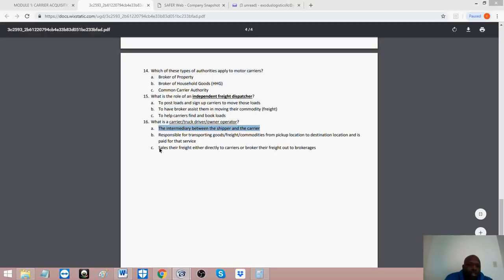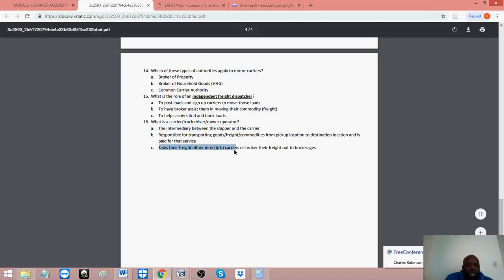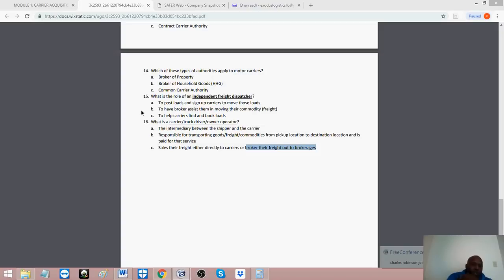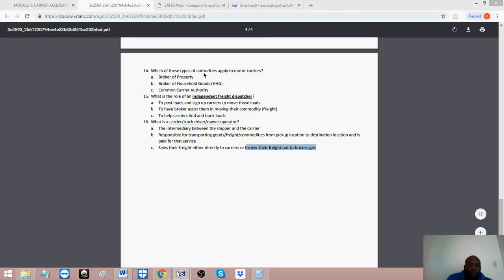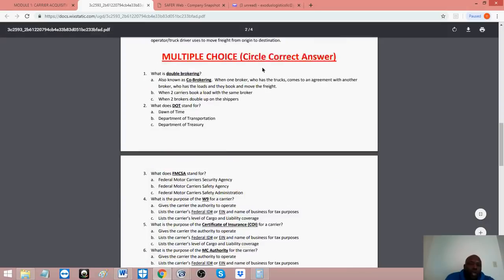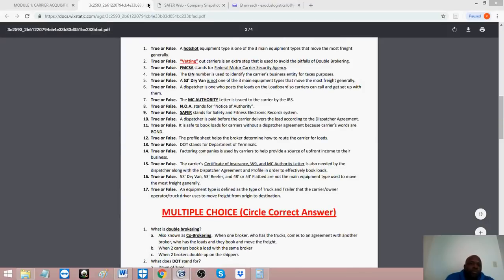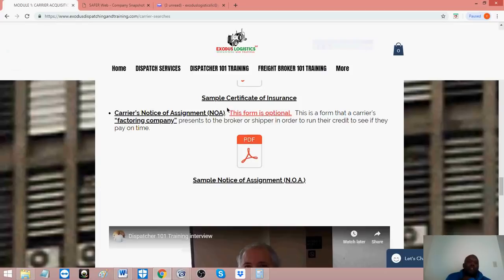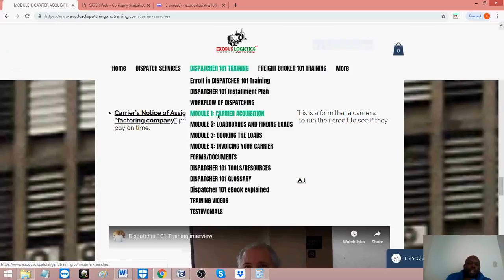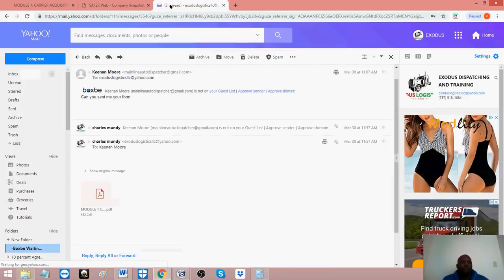And then C, who sells their freight either directly to carriers or brokers their freight to different brokerages? Who does that? The shipper. Very good. Okay, good. All right. So that is the quiz on Dispatcher 101 Training for Beginners, Carrier Acquisition Module 1. Each module has a quiz that talks about it, booking loads, invoicing carrier, things like that.